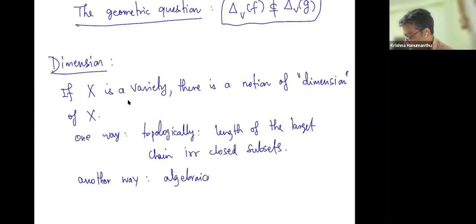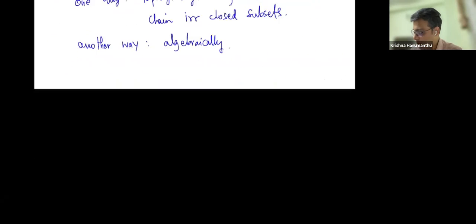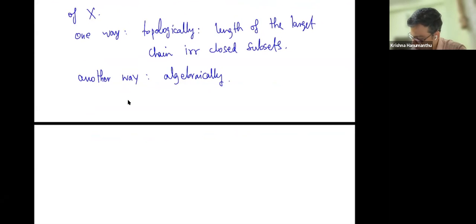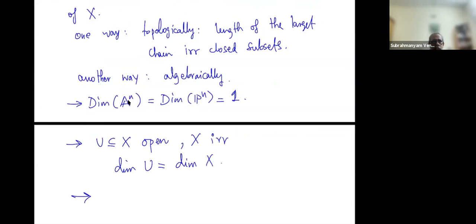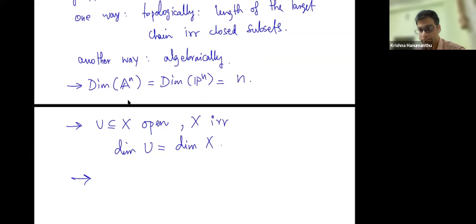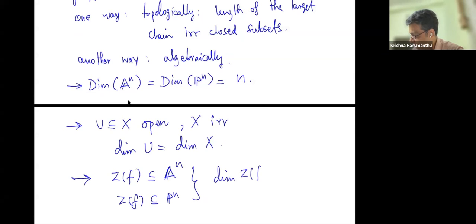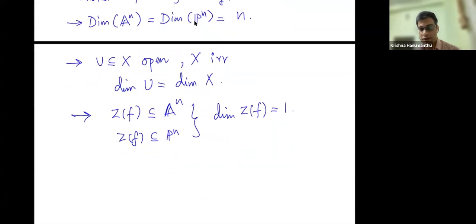Algebraically, you can define it using the notion of Krull dimension of a ring. These are chains of prime ideals. But what you should really remember is that the dimension of A^n and the dimension of P^n are n. Also, if U is an open subset and X is irreducible, the dimension of U is equal to the dimension of X. And if you have the zero set of a single polynomial, whether inside A^n or P^n, the dimension is n minus 1. These are some of the things that you should remember.